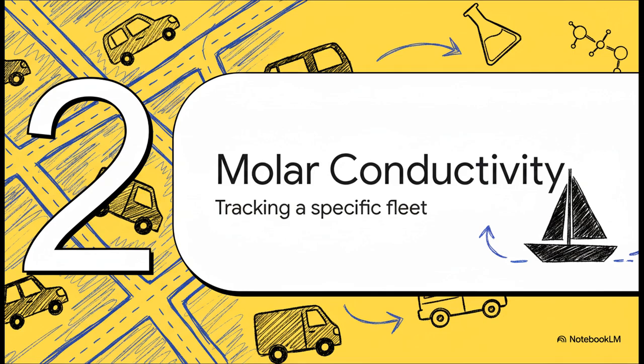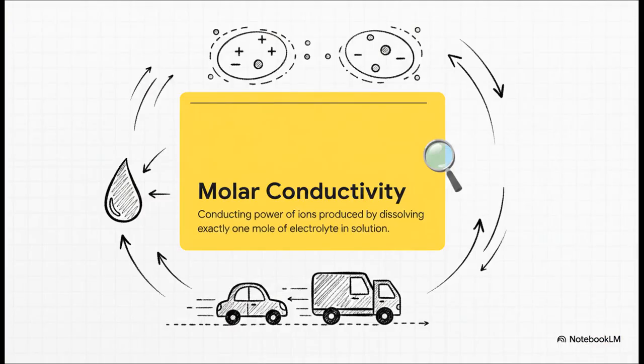Moving on to Section 2, understanding molar conductivity, tracking a specific fleet. Now, here is where we completely flip the script. Instead of watching a random fixed block of the city, molar conductivity means we're tracking exactly 1 mole of ions. Think of this as a very specific pre-assigned fleet of vehicles. We literally don't care about the boundaries of the city block anymore.